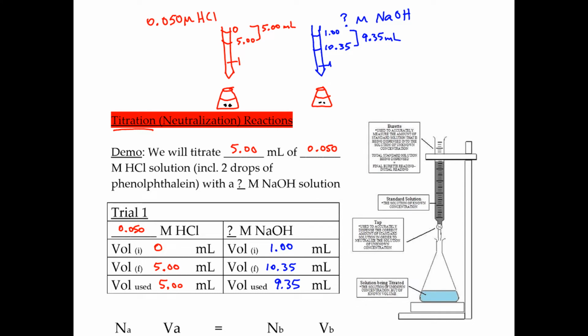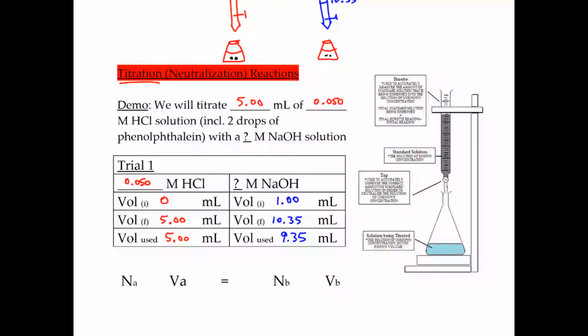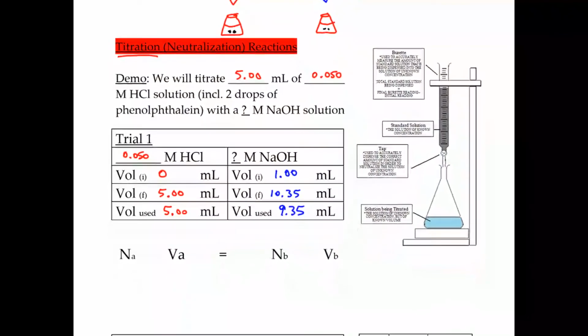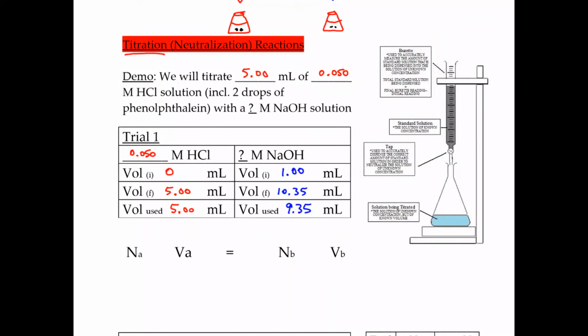Just by looking at this data, you should understand something about the concentrations in comparison. This only needed 5 milliliters, this needed almost 10. So that means that this NaOH is not quite as concentrated as the HCl. So now what we're going to do is do the calculations to figure out how to find the final answer. So we're going to move this up and look at an equation that we have, which is normality of acid times volume of acid equals normality of base times volume of base.